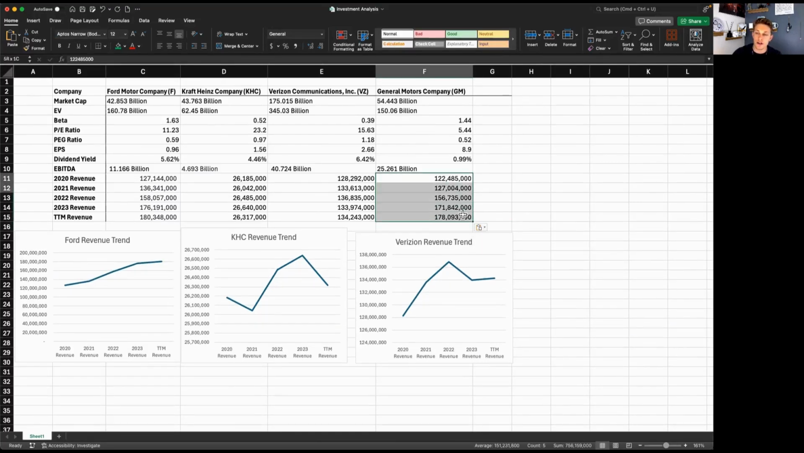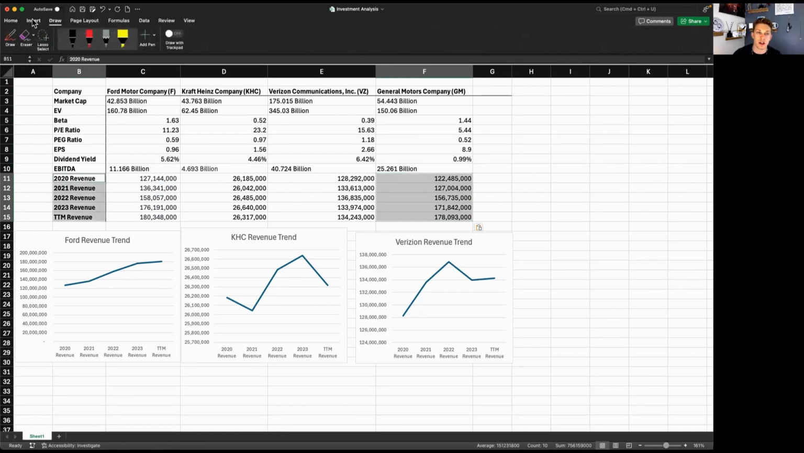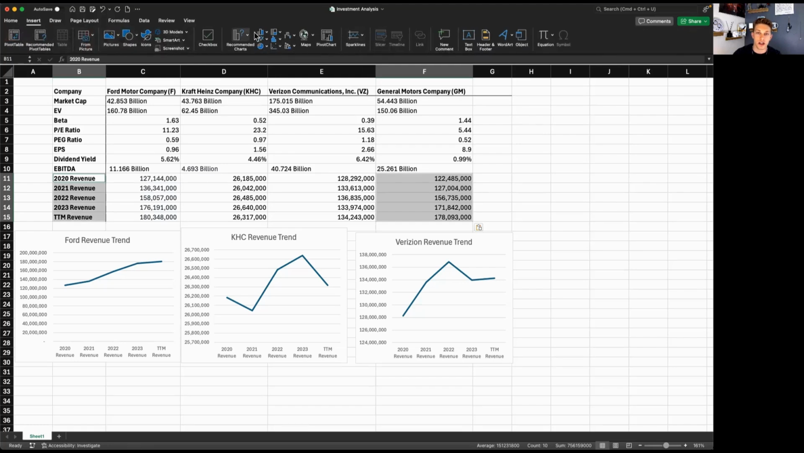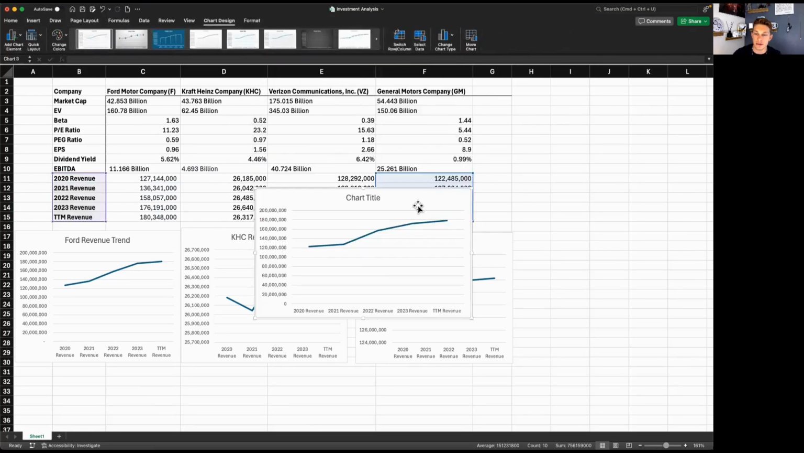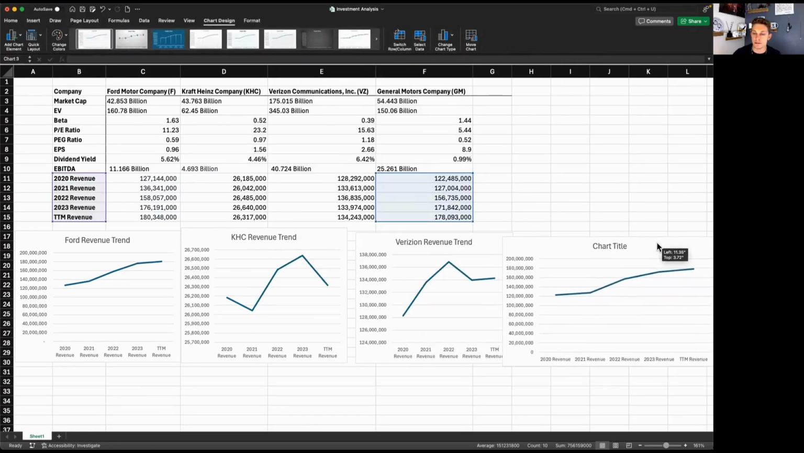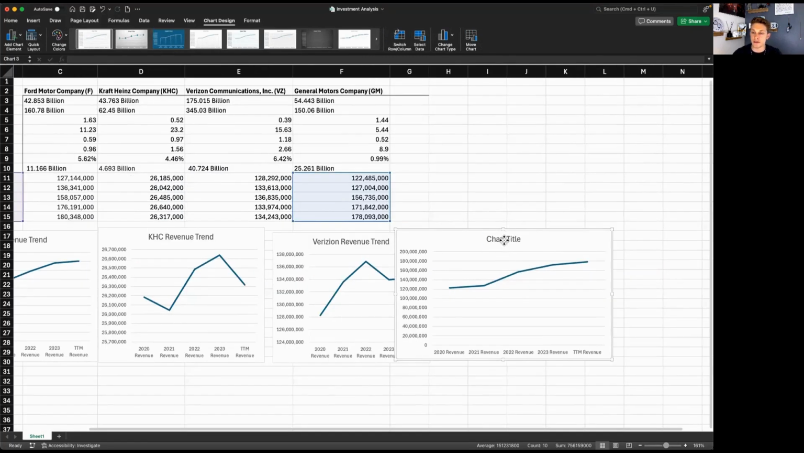So, all right, we've got our revenue numbers. We can see generally they're going up. I think, in fact, they went up every year. So let's do this, and let's go ahead and insert our chart. We're going to a line chart and just doing a simple one like this. And boom, this is our GM revenue chart. What are we calling them? Trend. So GM revenue trend.